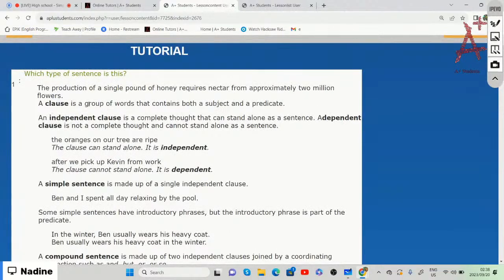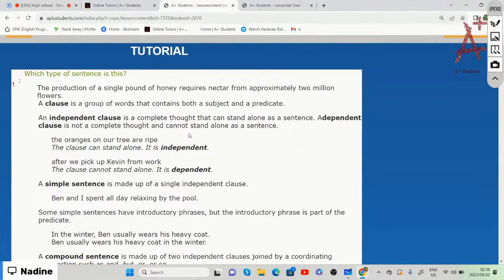So basically, a clause is a group of words that contains both a subject and a predicate. An independent clause is a complete thought that can stand alone as a sentence, right? And then we have a dependent clause, which is not a complete thought and cannot stand alone as a sentence. It basically needs the independent clause in order to show its completeness in a sentence.